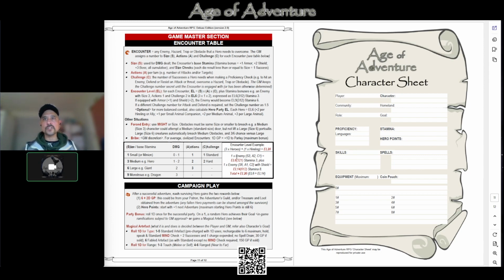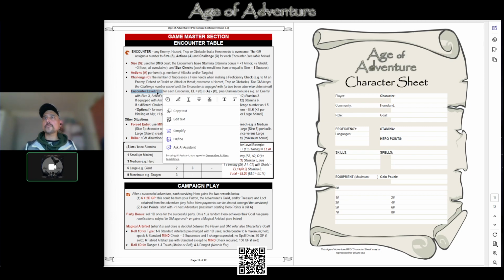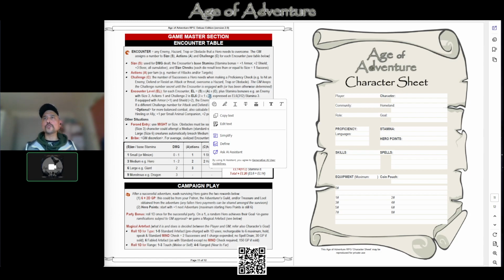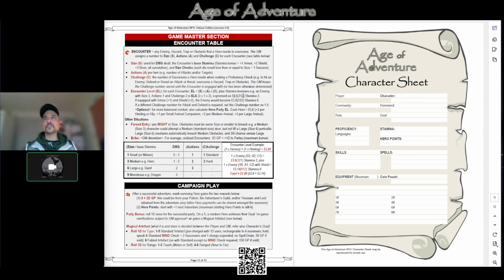I think that's probably a nicer example than this one here where I've broken down various enemies. But the reason I have encounter, the size, actions, and challenge rating is so that you as a GM can determine the encounter level of the encounter. So encounter level is a multiplication of the size, the actions, and the challenge. So a size 3 encounter with 1 action and 2 challenge rating would be 6. So 3 times 1 times 2. So expressed as encounter level 6, 3 1 2, and the stamina, as we mentioned, is equal to their size. So the 3 would be the stamina.